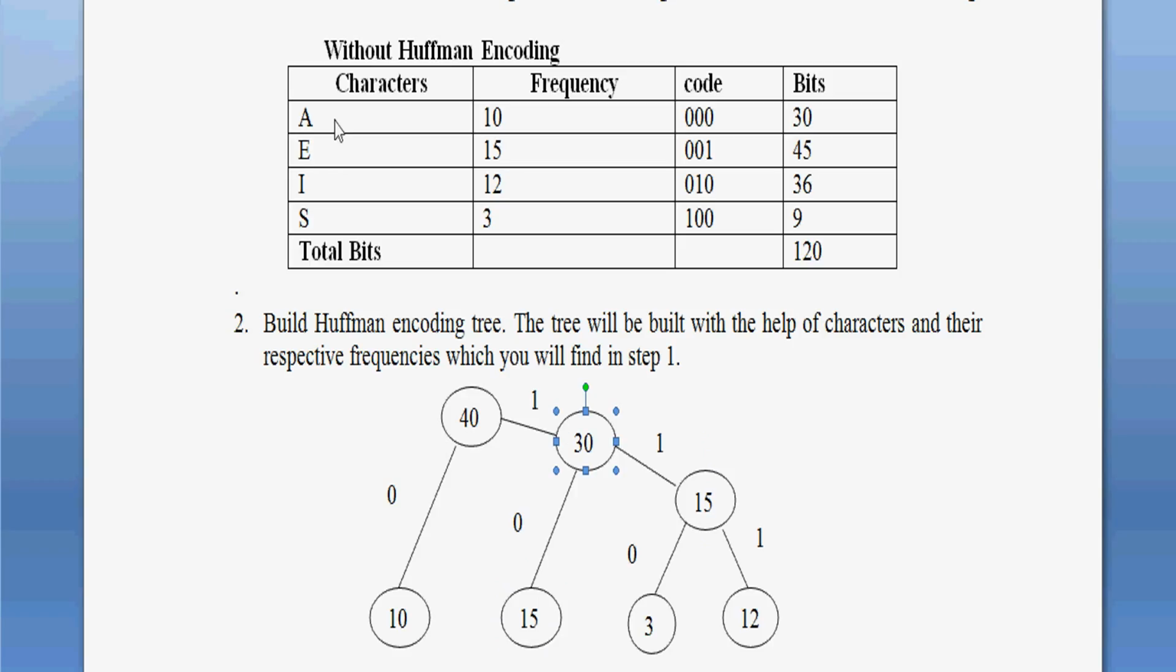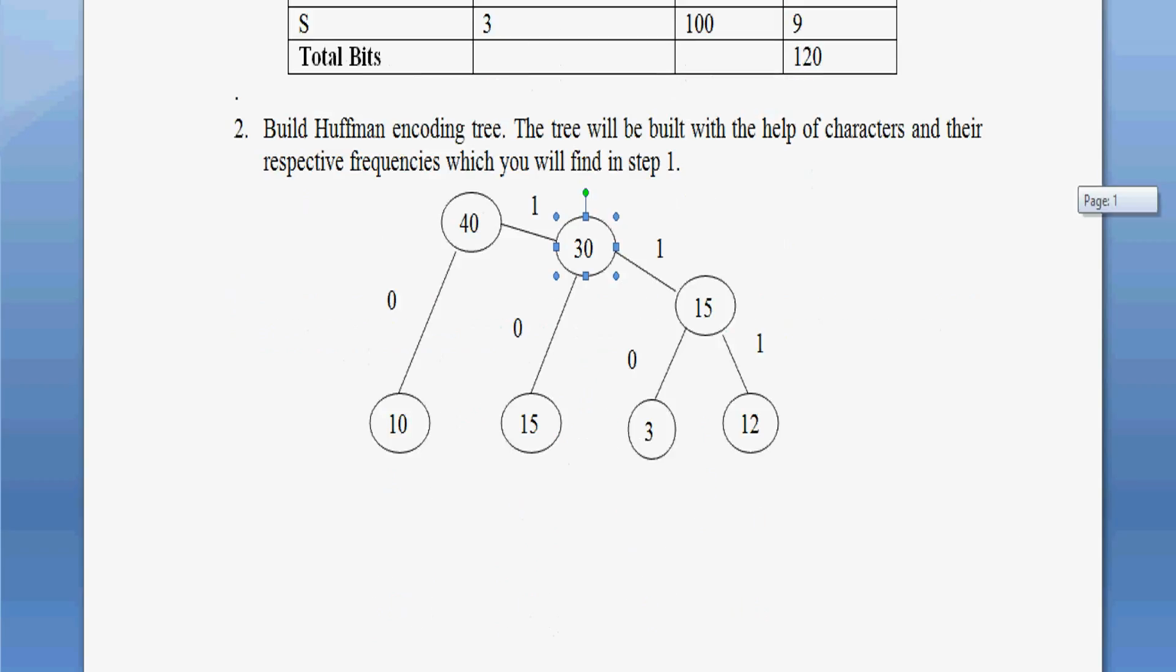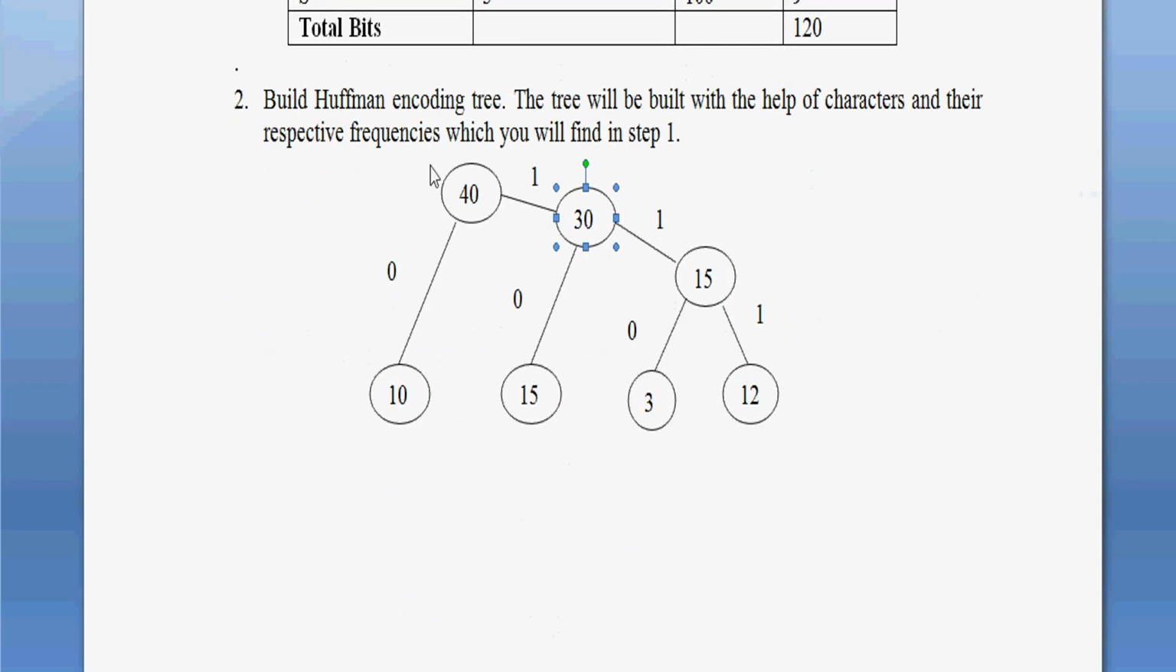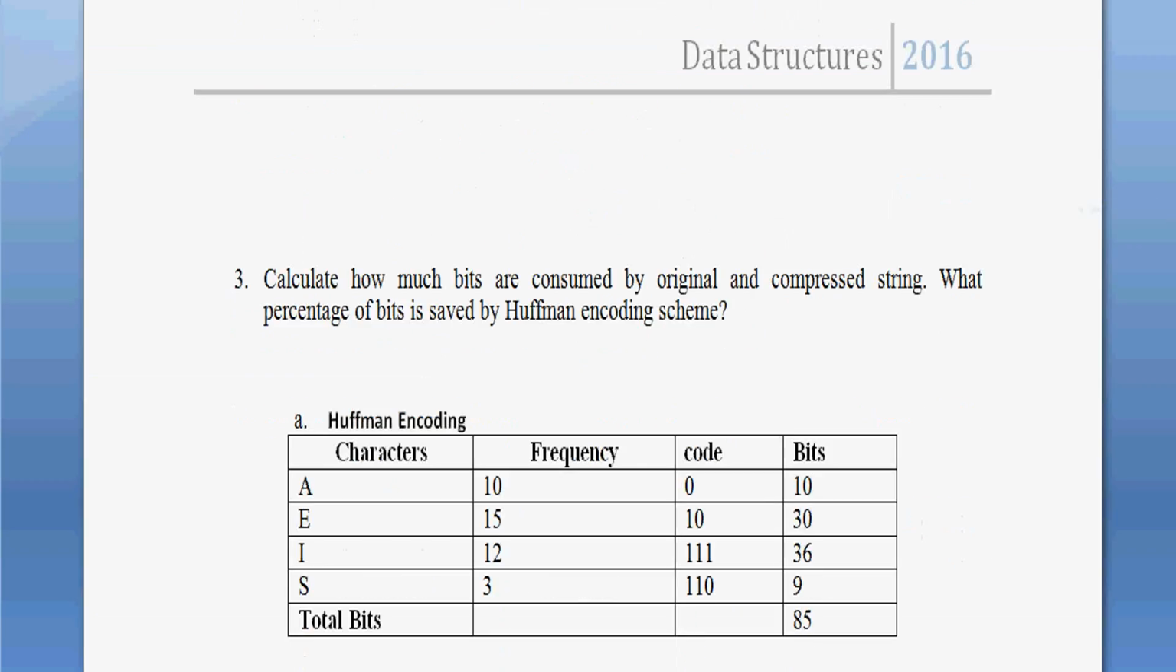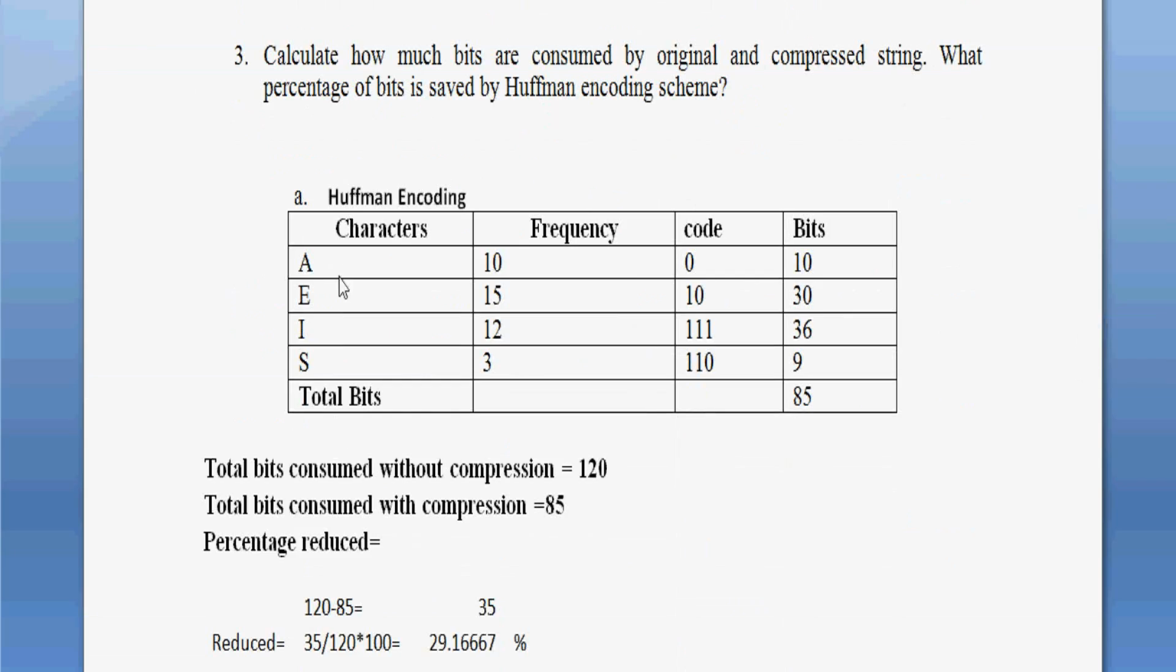And then the remaining one is A, and its frequency is 10. We add the last node 10 with the last middle node 30, and the root node will be 40 in this case. In Huffman encoding, all the right paths are weighted with the value 1, whereas all the left paths are weighted with 0. When we trace these paths, we make this table. Now this is the Huffman encoding table.